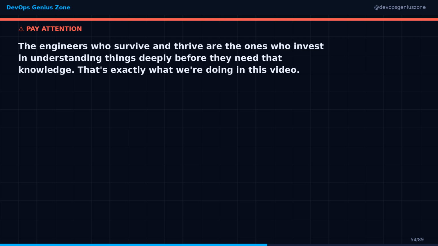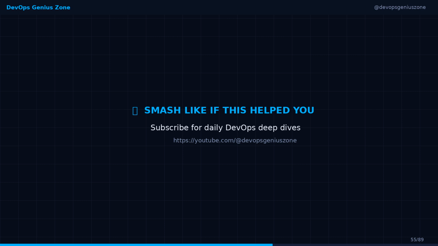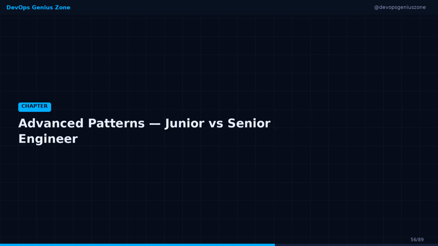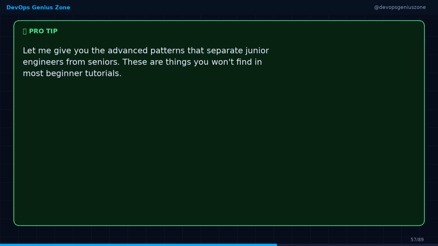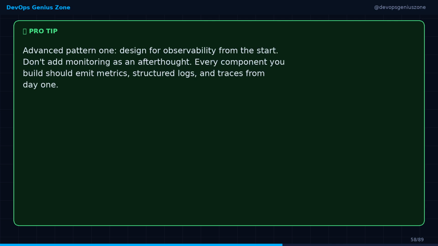Here's the part nobody tells you about mistakes in DevOps: the environment punishes gaps in understanding. You can get away with not knowing something for weeks or months. And then at 2 a.m. during peak traffic, it surfaces all at once. The engineers who survive and thrive are the ones who invest in understanding things deeply before they need that knowledge. That's exactly what we're doing in this video.